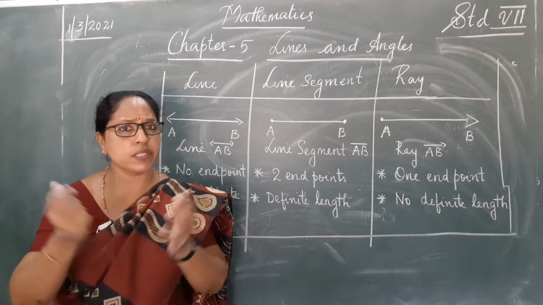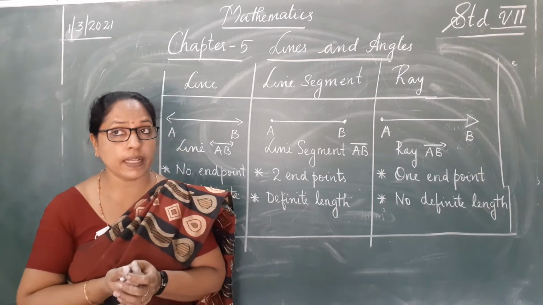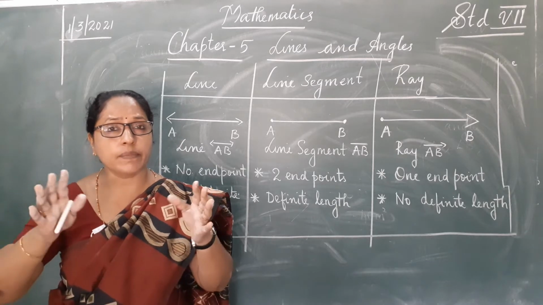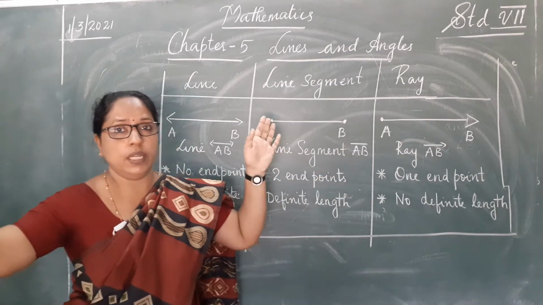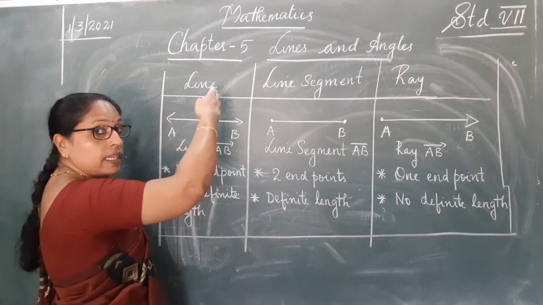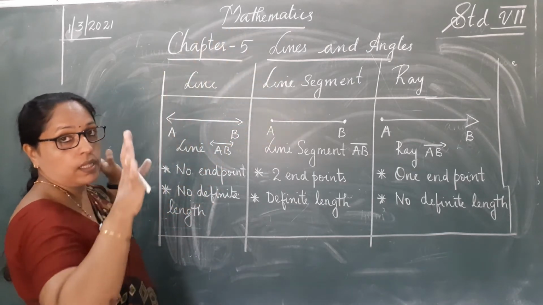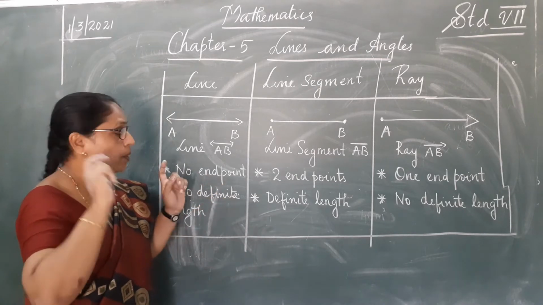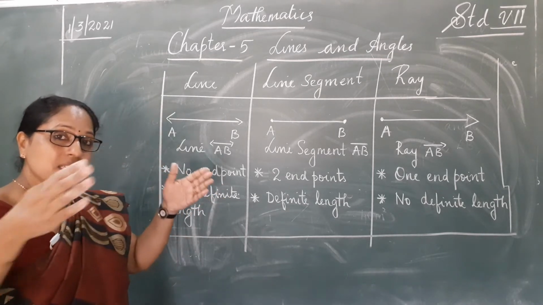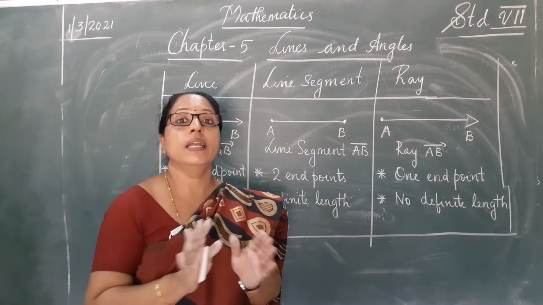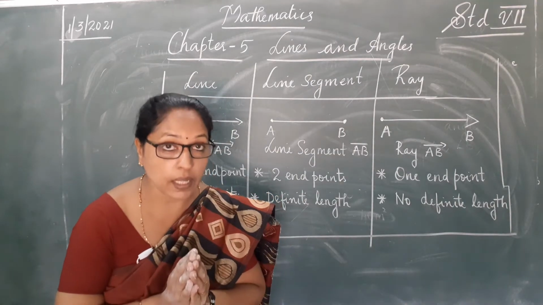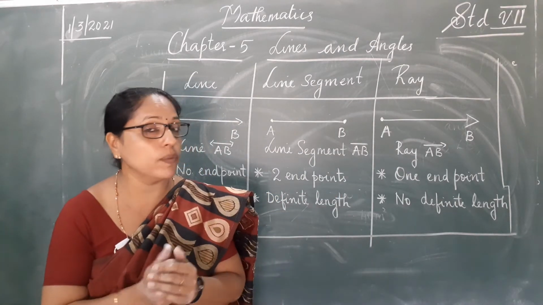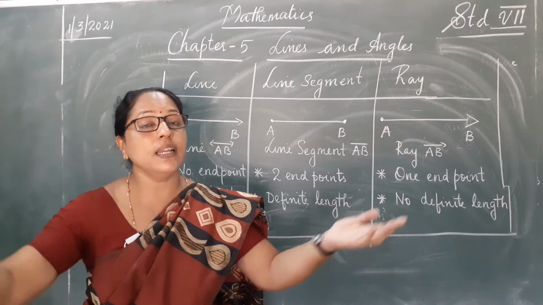Can you tell an example for a line from the surroundings? A line is something which has no end point. The arrow shows that both sides are moving. There is no end point. That is the first property. Second property: as it is going on both sides, it is not measurable. It has no definite length. We cannot measure it. It's unlimited.